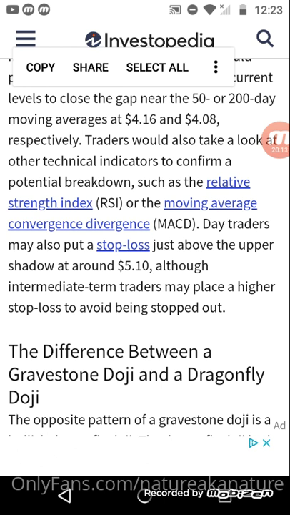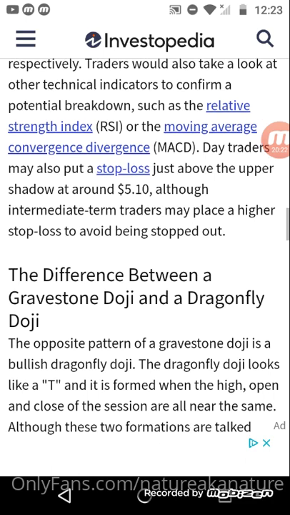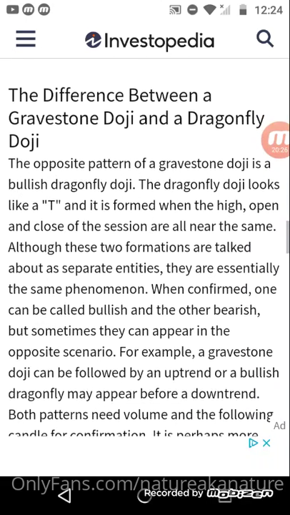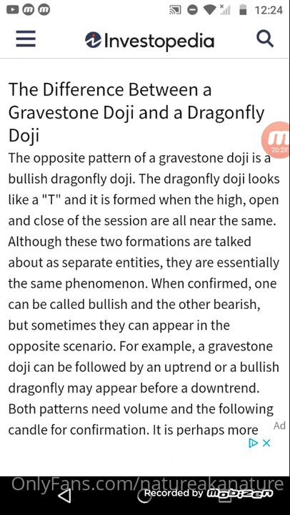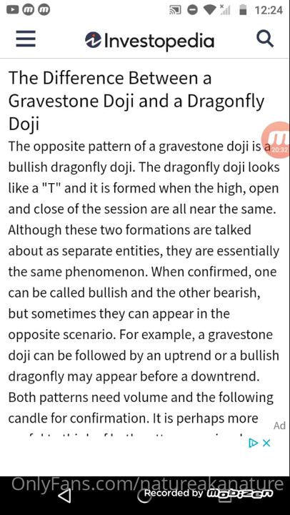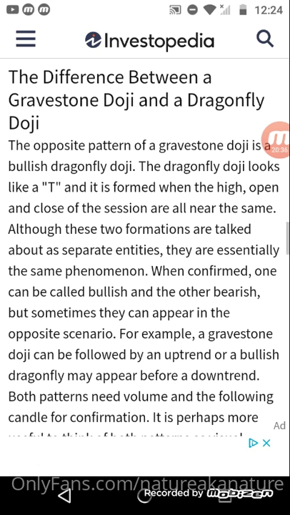The opposite pattern of a Gravestone Doji is a bullish Dragonfly Doji. All right, it's a bullish Dragonfly Doji, and a Gravestone Doji is bearish. A Dragonfly Doji looks like a T and it forms when the high, open and close of a session are all at the same level at the top, and a Gravestone Doji is an inverted T.